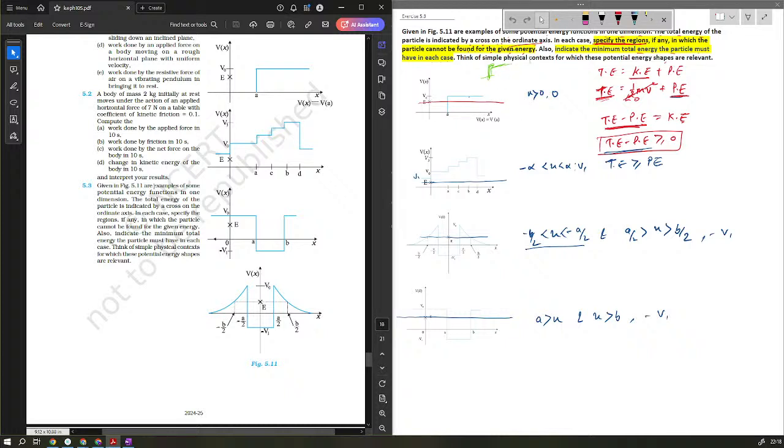We also need to indicate the minimum total energy the particle must have in each case. The potential energy can never be greater than the total energy. So for any position on the x-axis over here the particle cannot be found. We can simply say that this is an unrealistic situation, and in each case we have to specify the region in which the particle cannot be found for a given energy. So at any point of x the particle can't be found, because the potential energy can't surpass the total energy.